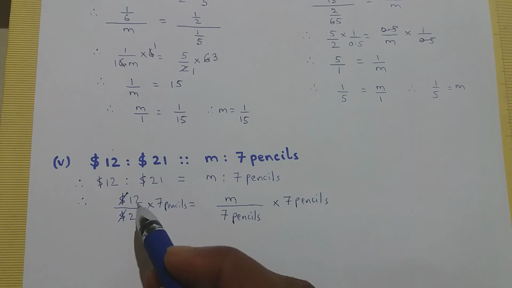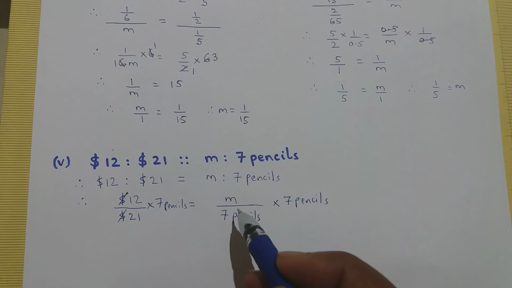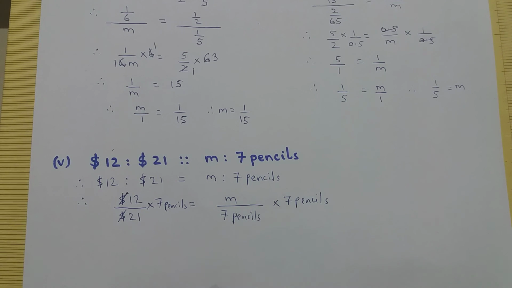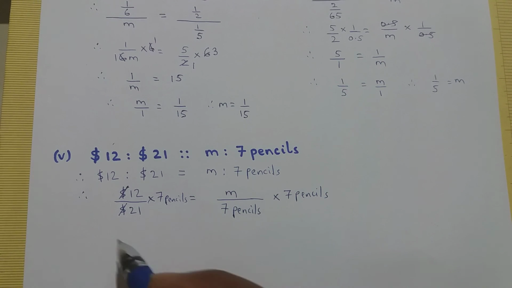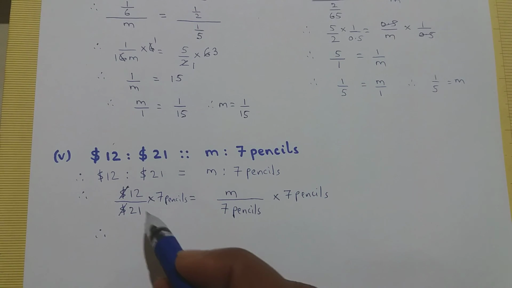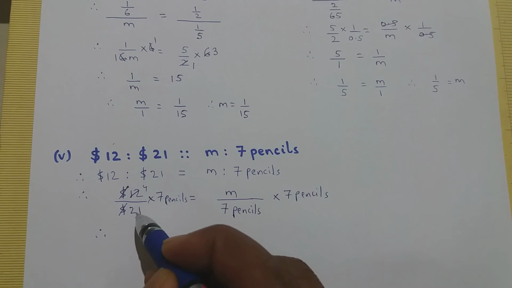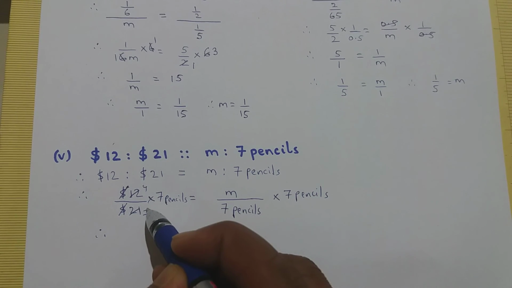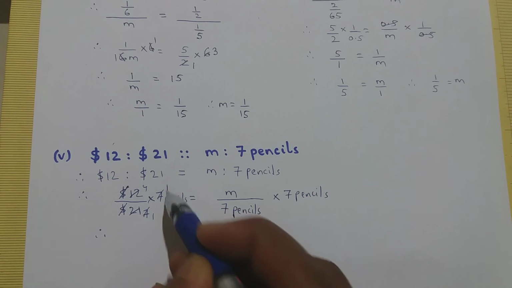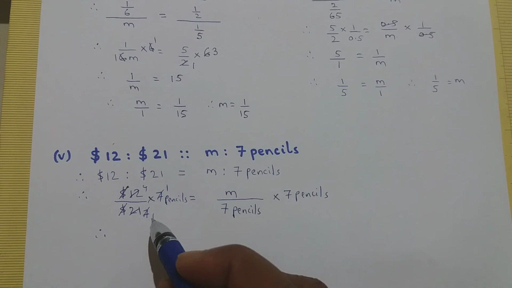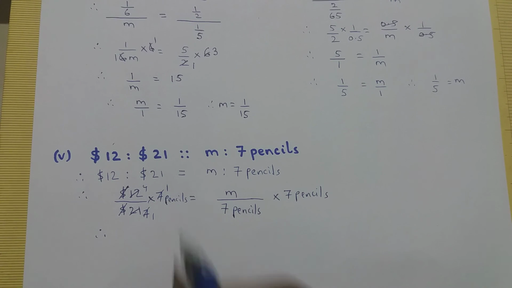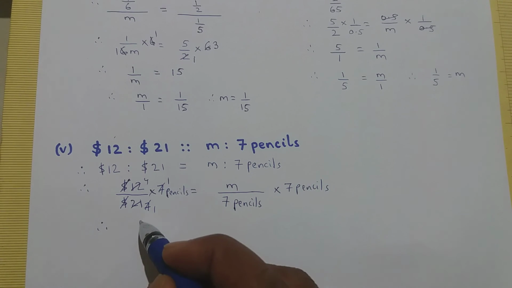So it becomes 12 upon 21 into 7 pencils, that is equal to m upon 7 pencils into 7 pencils. And now let us simplify this. So first I will simplify the left hand side of the equation. So 12 upon 21 into 7 pencils. So 3 4s are 12, 3 7s are 21, 7 1s are 7, 7 1s are 7. So it is 4 upon 1 into 1 pencil. So that is 4 pencils.